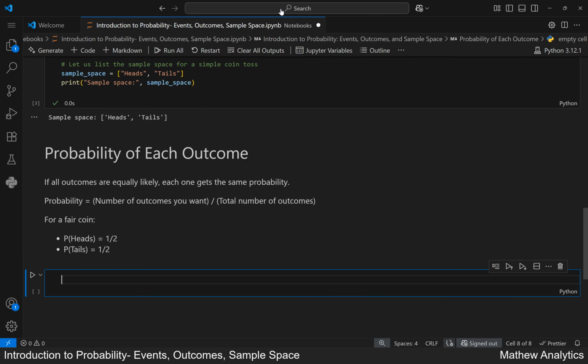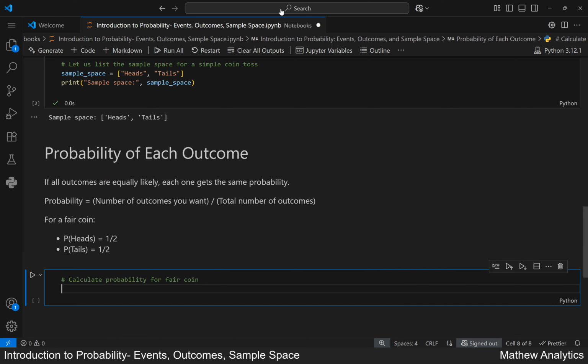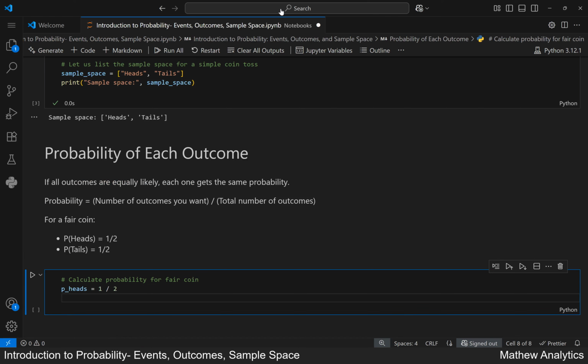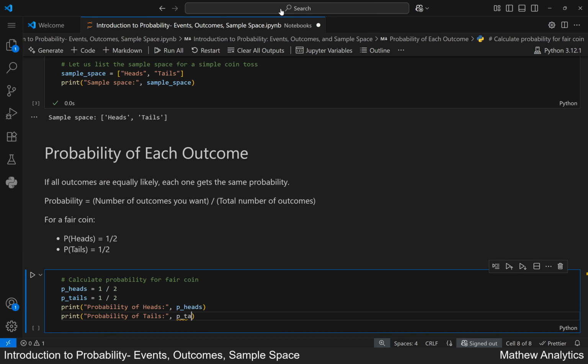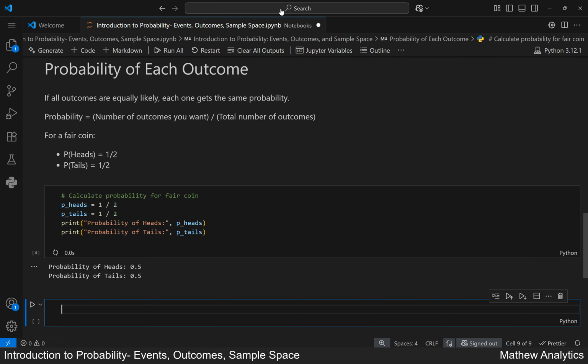Let us use math in code to find the chance for each side of the coin. We figure the chance for heads with 1 out of 2. We do the same for tails. We show both probabilities. We print these out for you. Running the cell now. Notice how with a fair coin, the chances are equal.